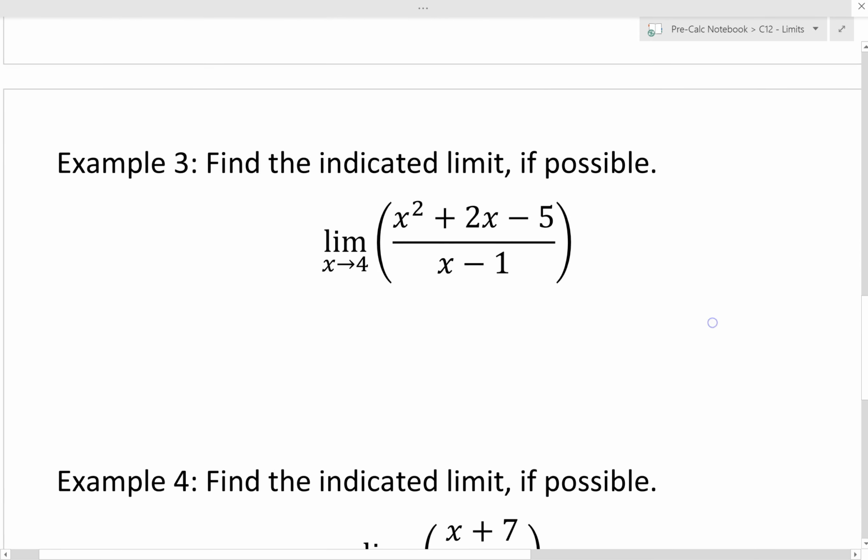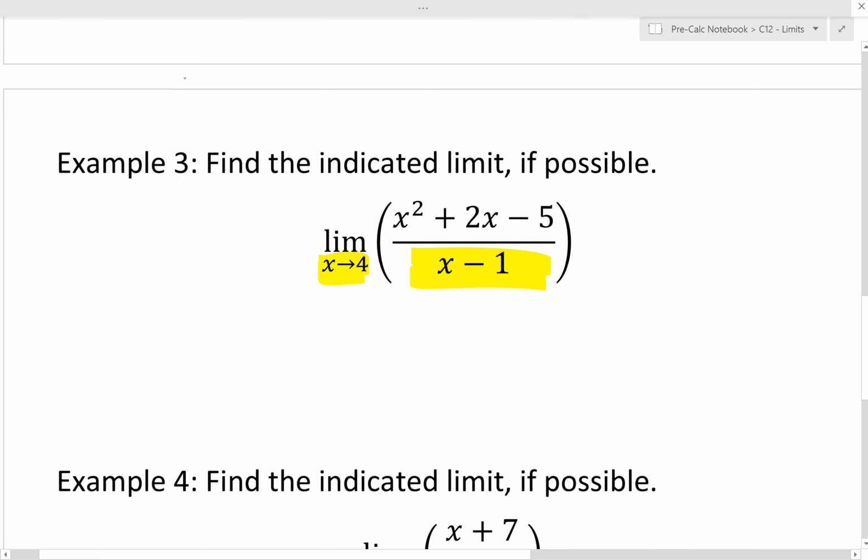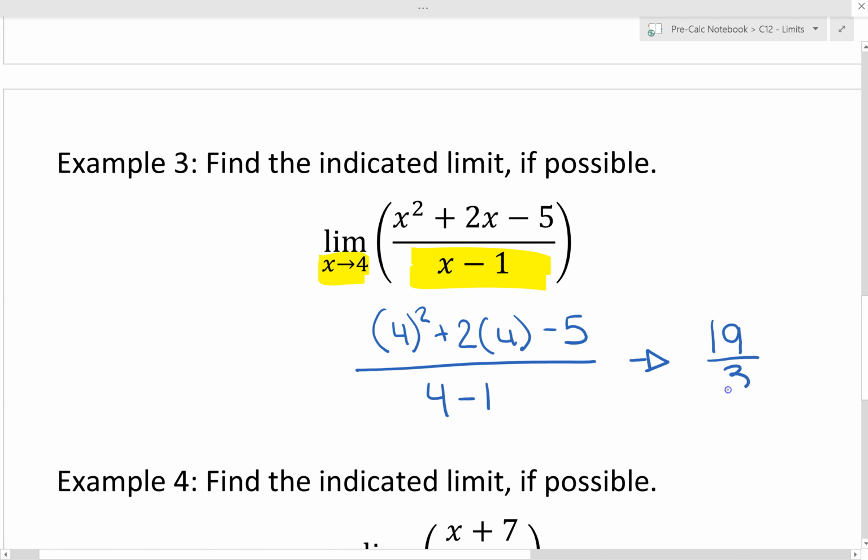Okay, so we have a crazy rational going on here. It even has a quadratic at the top. So as we're looking at it, I want you to compare this right here to this. Okay, if I plug in that 4, would I get a 0? Would the 4 match my vertical asymptote? And no, it does not. So that means we can plug this one in with direct substitution, and be able to get our answer of 19/3.